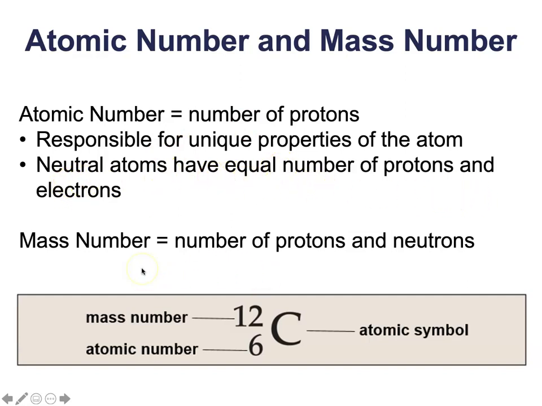The mass number, on the other hand, is kind of like the atomic number, only instead of just looking at the number of protons, it also includes the number of neutrons. The mass number of an atom is equal to the sum of the number of protons and the number of neutrons in the atom's nucleus. Typically, when we're looking at an atomic symbol, the atomic number is going to be written as a subscript to the lower left of the atomic symbol, and the mass number is written as a superscript in the upper left of that atomic symbol up here.